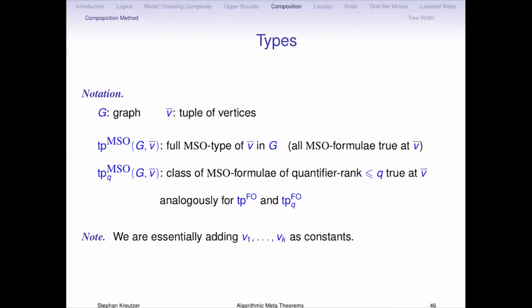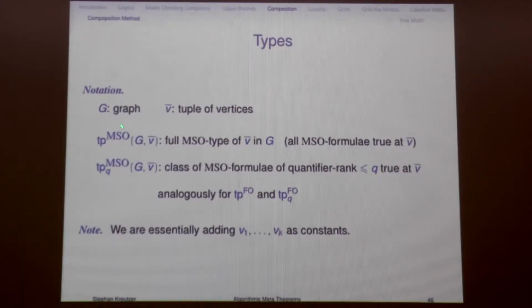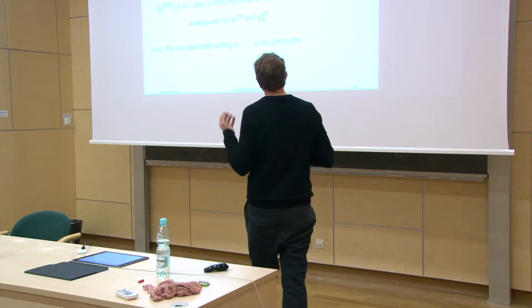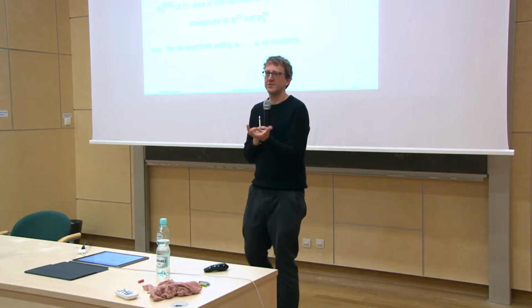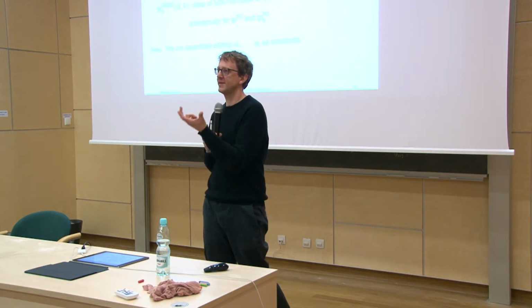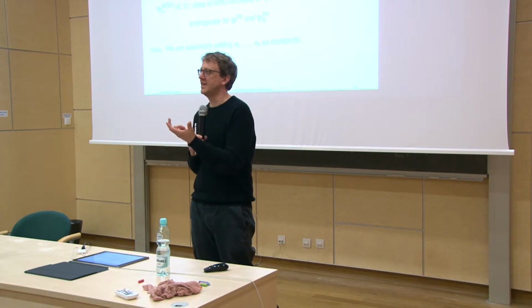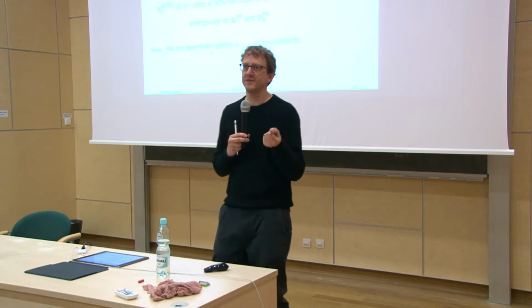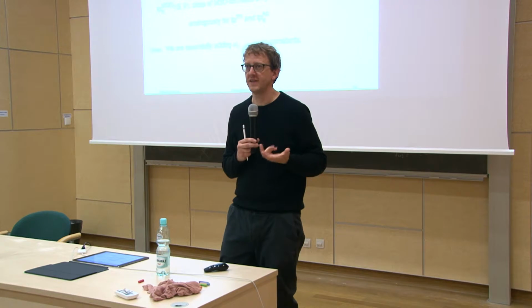So here's a clean version of this. We have these full types, which is the MSO type, or we can do the same thing for any logic actually: all formulas true at some vertices, and the restricted type up to some quantifier rank, the class of all formulas true at this vertex of this quantifier rank. And like I said, essentially because these formulas all have free variables x1 to xk, and these variables are always interpreted by the same elements v1 to vk, it means we have these elements v1 to vk as constants in our language, basically.